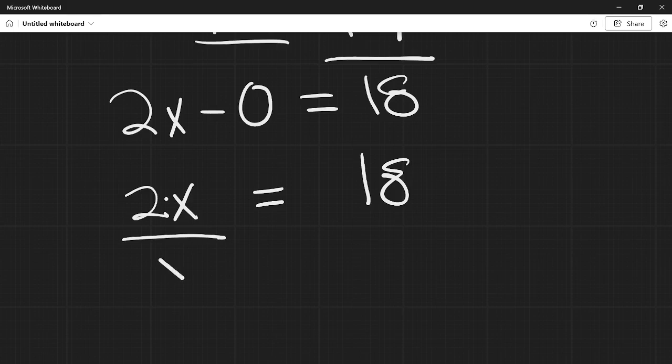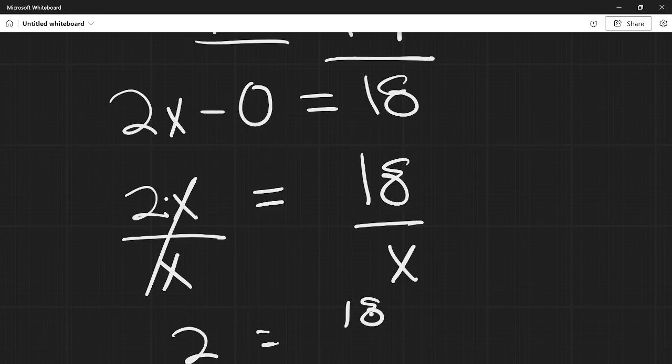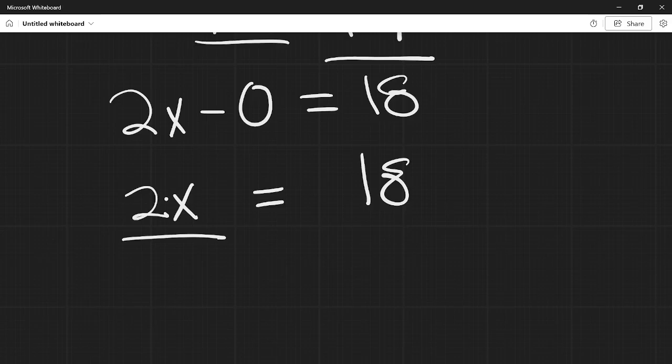Well, if we divide by x on both sides, the x cancels out, and then we get 2 equals 18 over x, and we still don't have x by itself. So that is not the correct route to go. Our only other option is to divide by 2. This cancels out, and whatever we do to one side, we do to the other side.